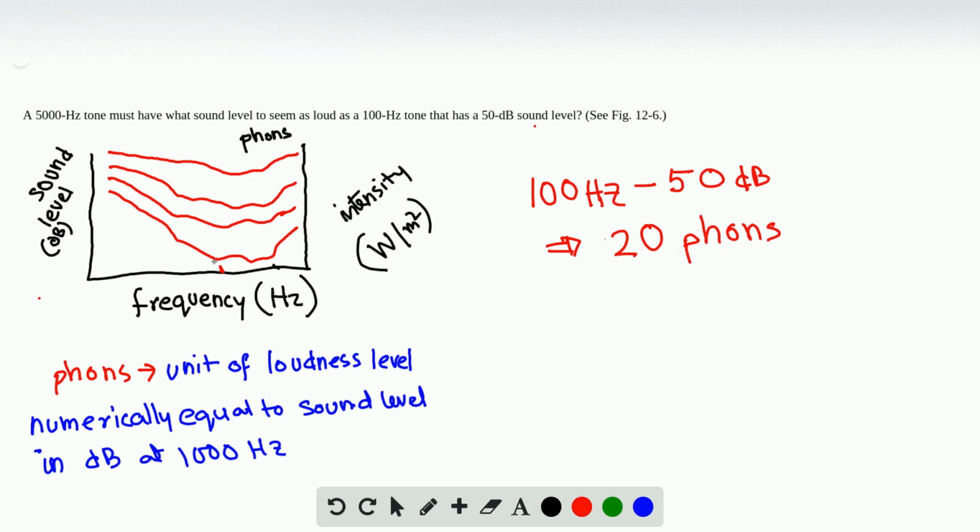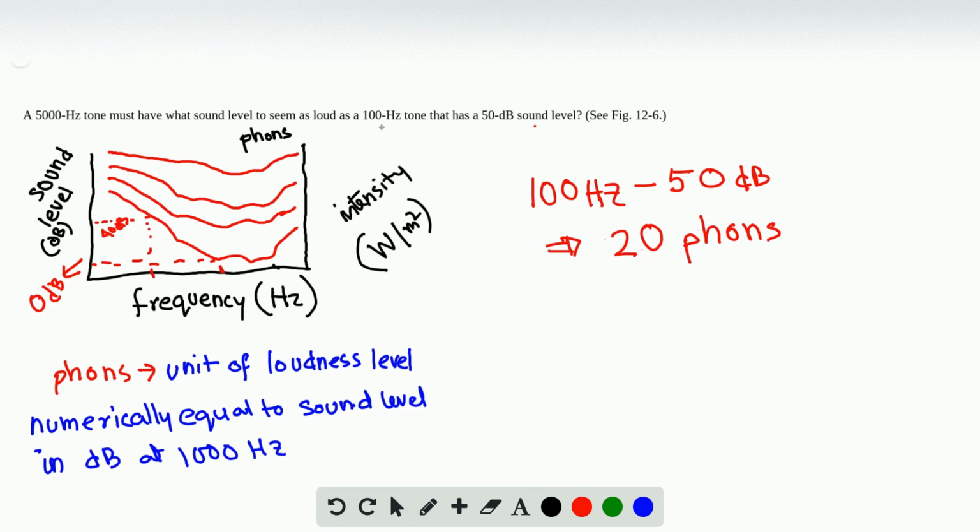So at 1000 hertz frequency, this corresponds to 0 decibel. That means for a 1000 hertz frequency at 0 decibel, we'll be able to hear the sound. And if we look closely, at 100 hertz, we see that it's approximately 40 decibel. So that means we need 40 decibel to hear a sound at 100 hertz, right?